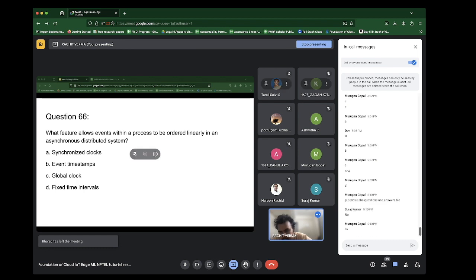Okay, let's look at this 66 also. I think we didn't look at this. What feature allows events within a process to be ordered linearly in an asynchronous distributed system? Is it A, synchronized clocks, B, event timestamps, C, Google global clock, or D, fixed time intervals? Okay, so the answer is B, event timestamps.